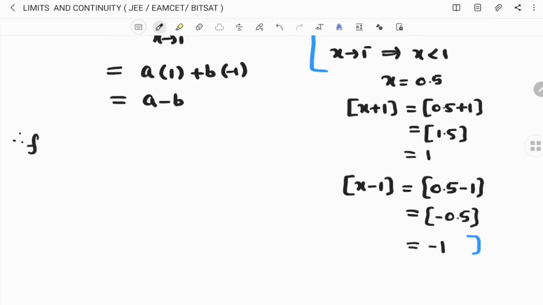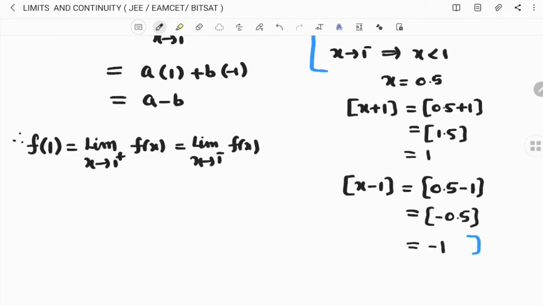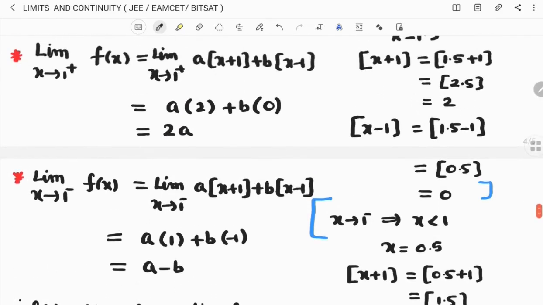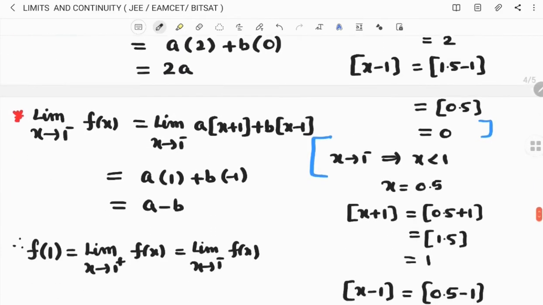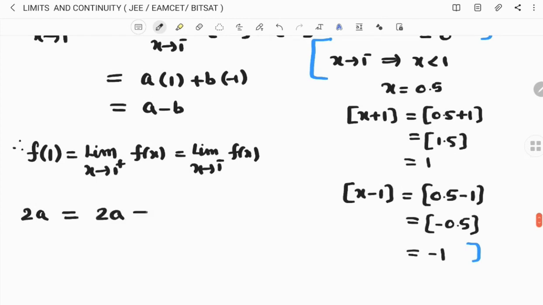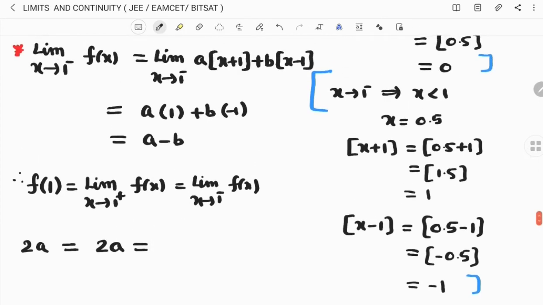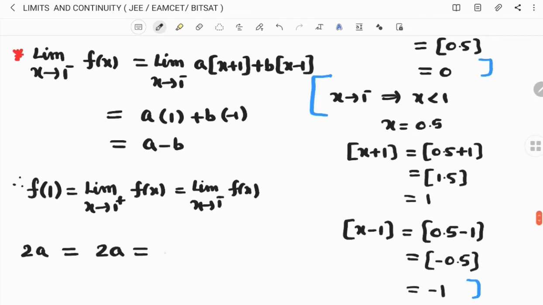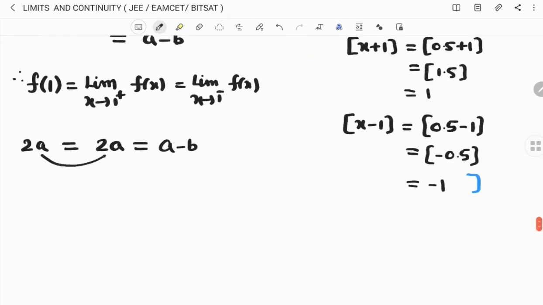Therefore, f of 1 is equal to the limit as x tends to 1 plus of f of x, which is equal to the limit as x tends to 1 minus of f of x. So f of 1 value is 2a. The limit as x tends to 1 plus of f of x is 2a. The limit as x tends to 1 minus of f of x is a minus b. So if we equate these two, you will get the condition.